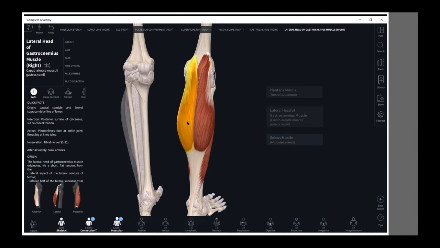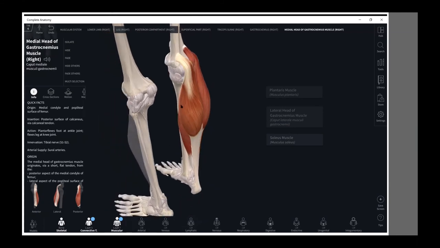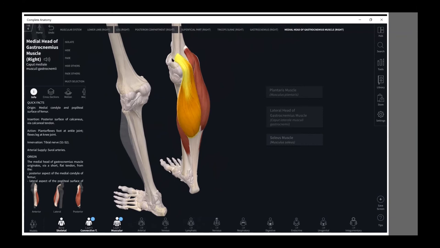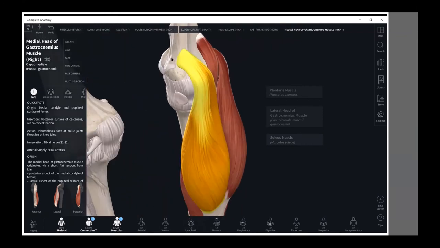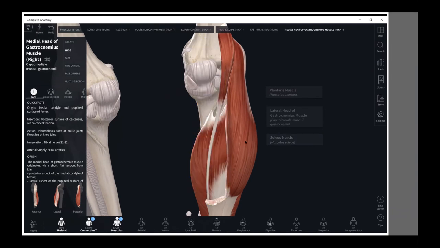On the medial head, again, its origin is the medial condyle and the popliteal surface of the femur. So you'll see it is not far from the adductor tubercle where adductor magnus inserts. Its insertion, again, is the posterior surface of the calcaneus via the calcaneal tendon, and also plantar flexion of the foot and flexion of the leg at the knee joint. Innervation again, tibial nerve S1, S2. So I'm going to hide gastrocnemius.